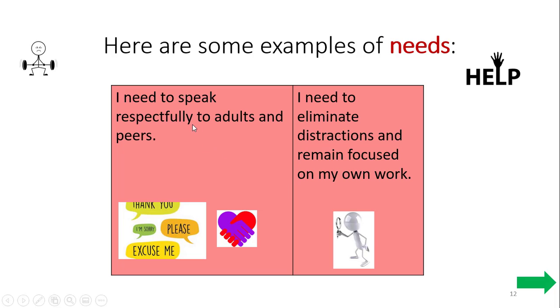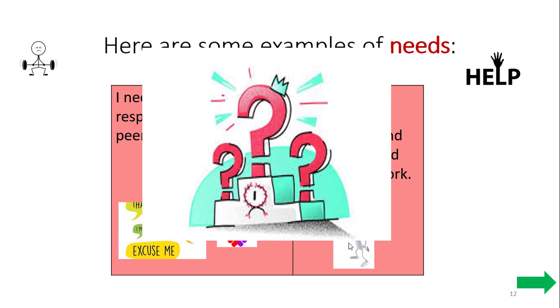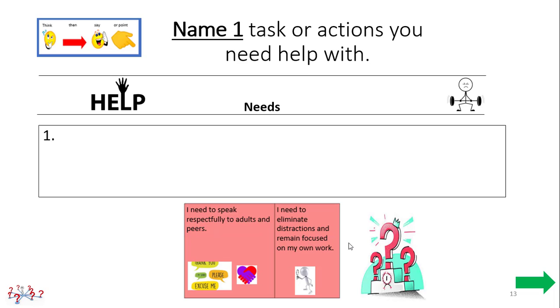Here are some examples of needs. I need to speak respectfully to adults and peers. I need to eliminate distractions and remain focused on my work. There may be others. Now I would like for you to name one task or action that you need help with. You can use an example that I've given you here, or you can think of others. Make your selection now. Did you have a chance to name a need? If you need more time, pause the video. If not, let's continue on.